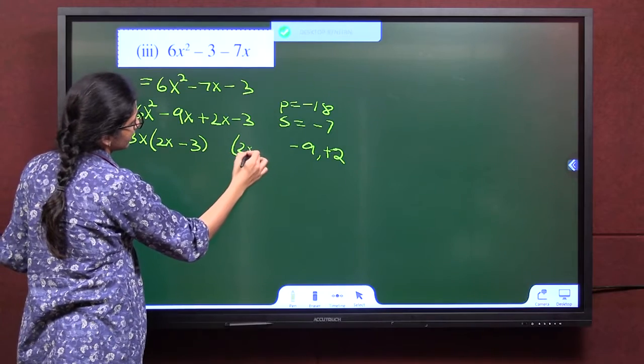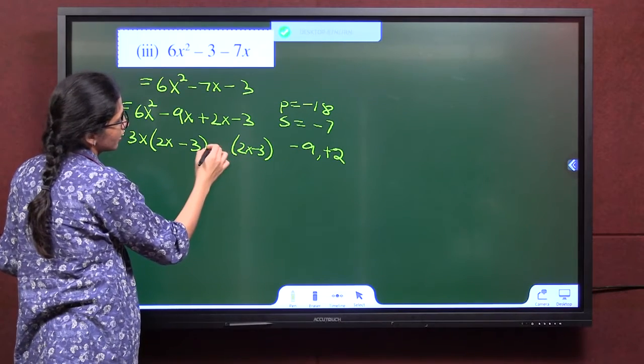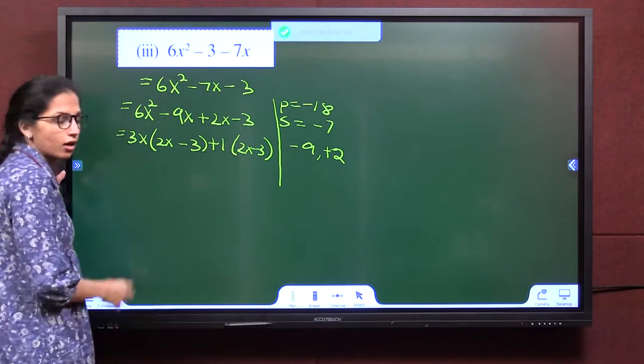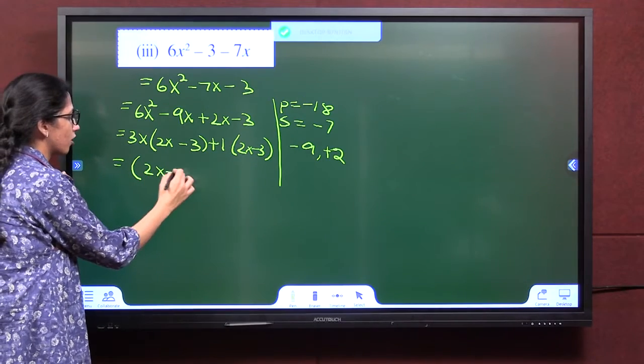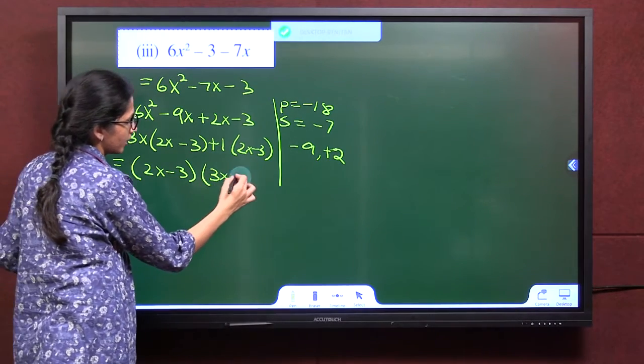There's another 2x minus 3 here. So who should be my filler term here? 1. So now, take 2x minus 3 common. You are left with 3x plus 1.